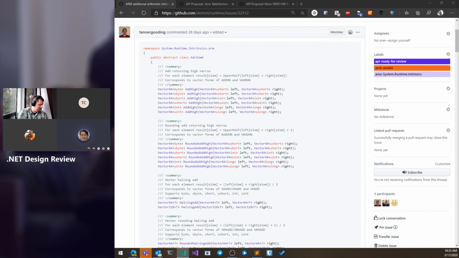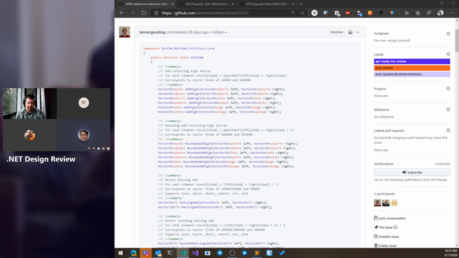hn2 would be add high and return high. In this one, we might want to name add low and return high. Sorry, add low and return high?